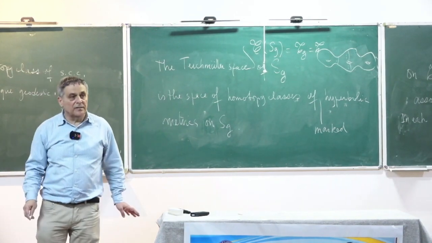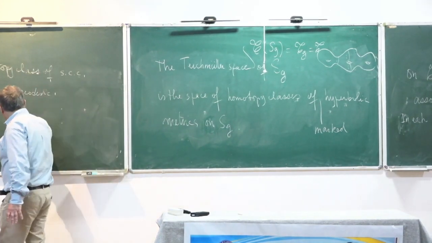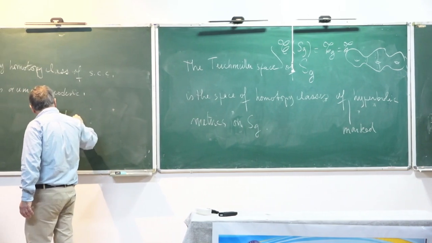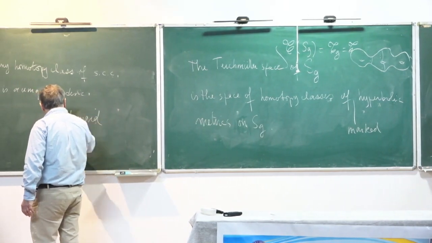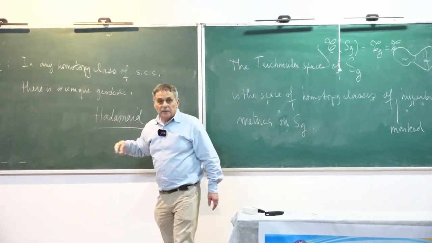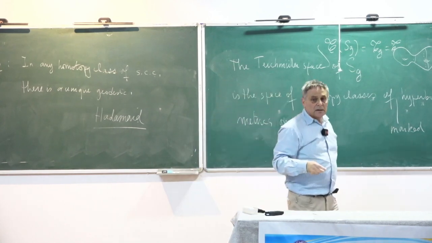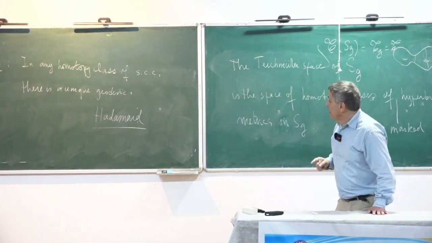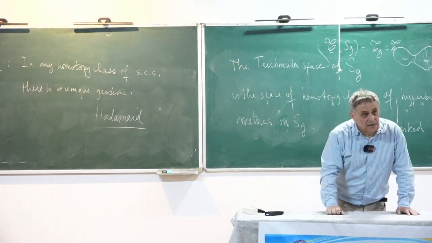In fact, it's a general theorem for negatively curved, not only hyperbolic, but for all negatively curved manifolds. It's an old theorem. In fact, it goes back to Hadamard. He has a paper where he proves this even for variable negative curvature. Yes, a unique geodesic.